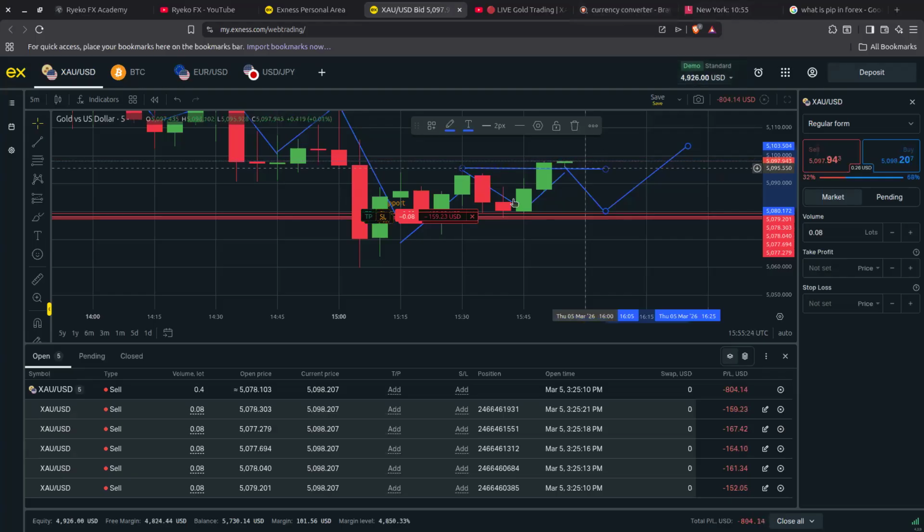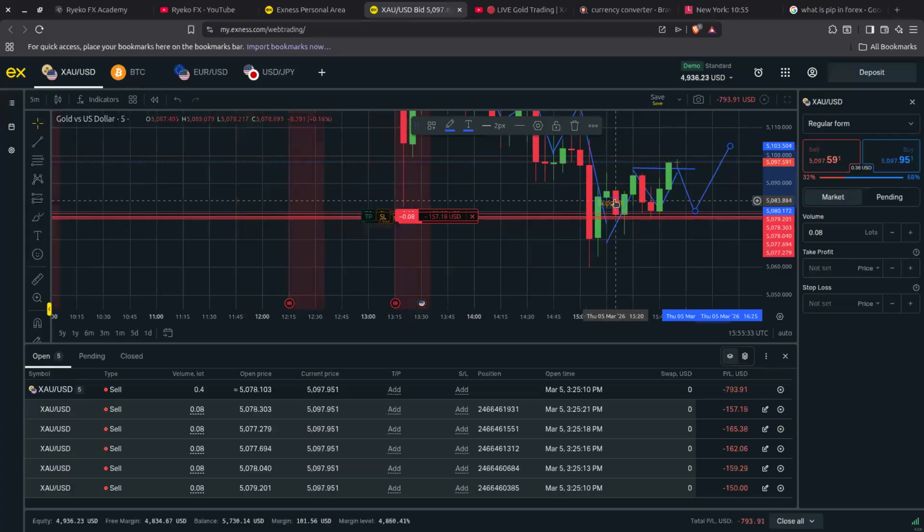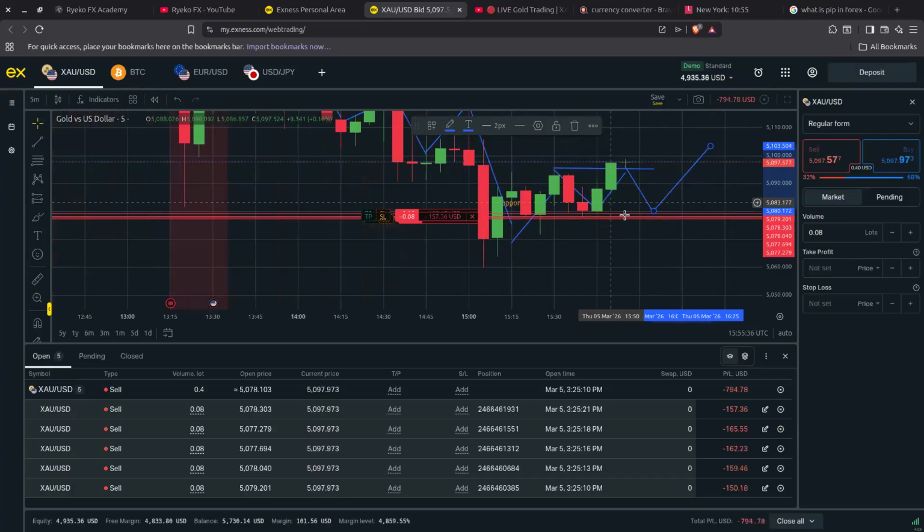So it closed above this resistance. Now, if it continues going up, that's too bad for us. That means it may never drop below here. That's why I was telling you, when it drops below here, we close and we study the market as we go.